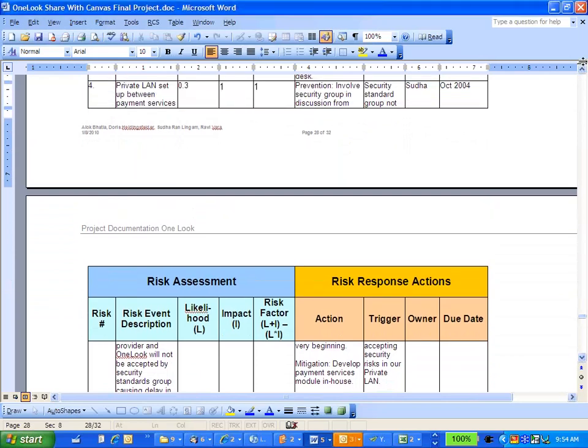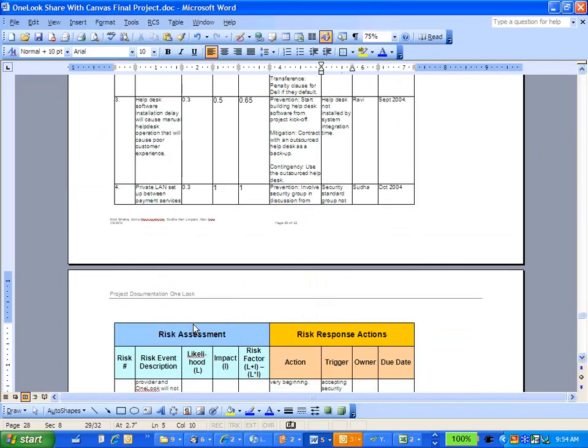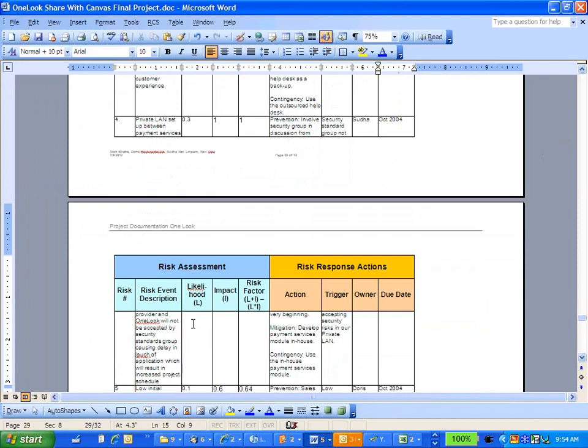Question, risk number 4. Or have you guys moved off? Okay, just look over here. Risk number 4 in my OneLook project. Can you guys read it? Risk number 4: a private LAN setup between the payment services provider and OneLook will not be accepted by the security standards group, causing a delay in the launch of the application, which will result in an increased project schedule.